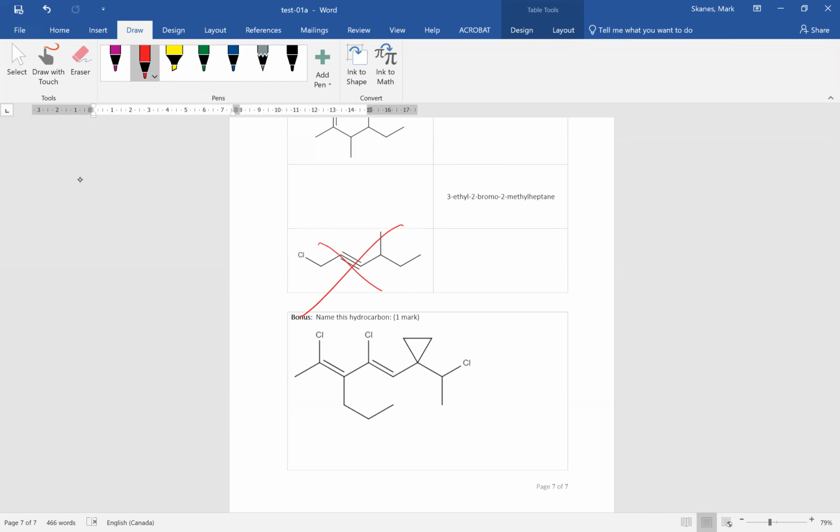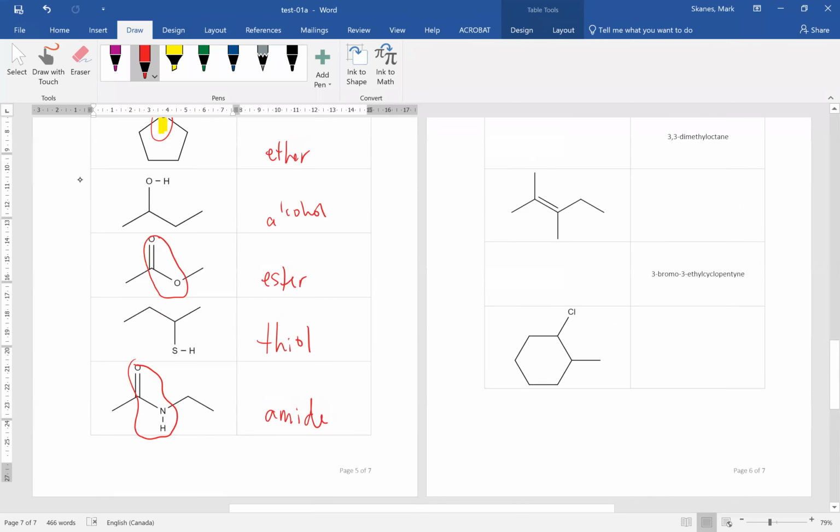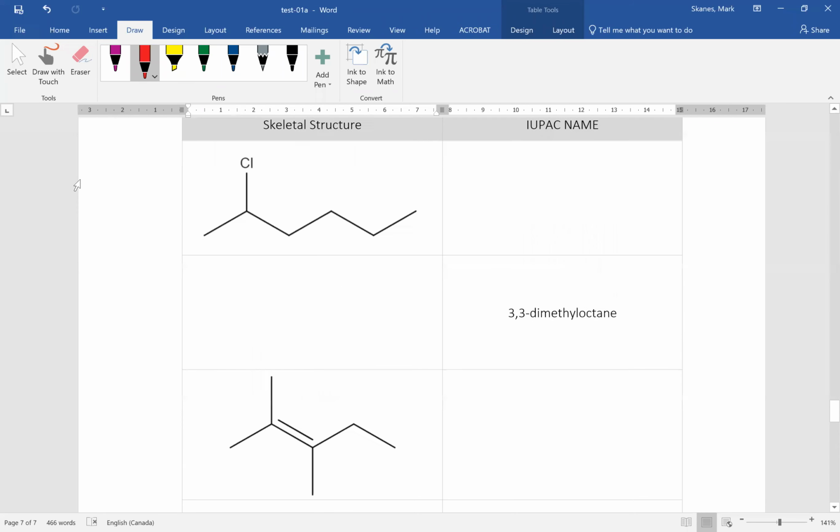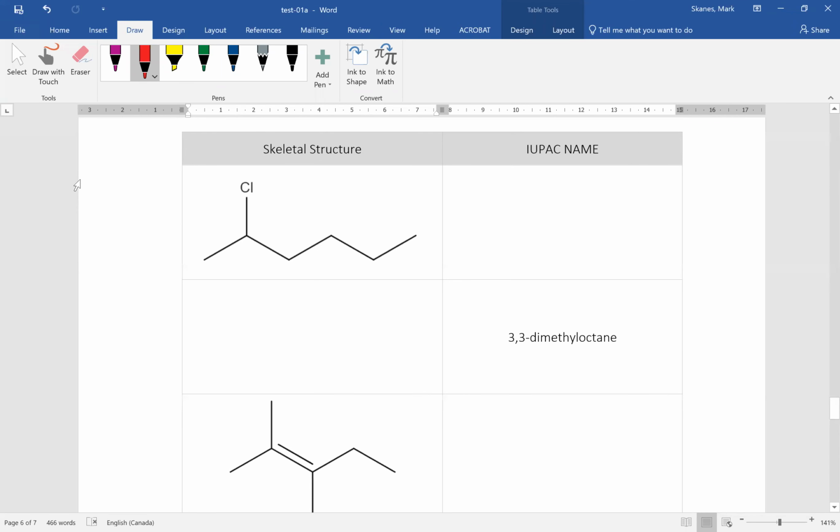You can see I have a bonus question down here, a pretty hard one to name, but let's go practice some naming. See how we're doing with names. And then, I mean, that's really it. I don't have much else to say here. All right, skeletal structure and IUPAC name.